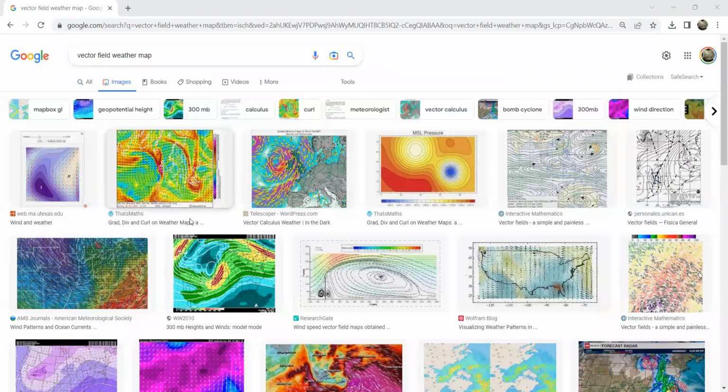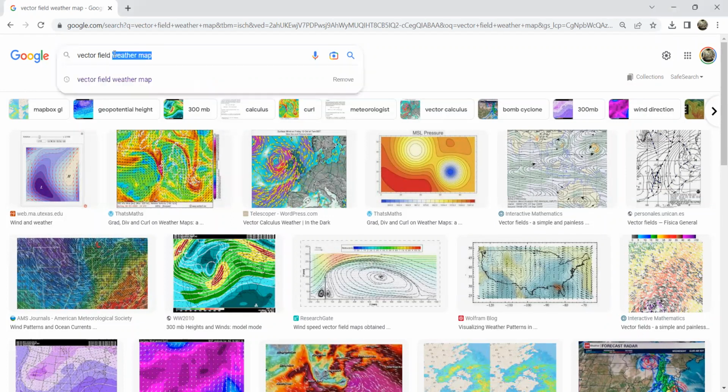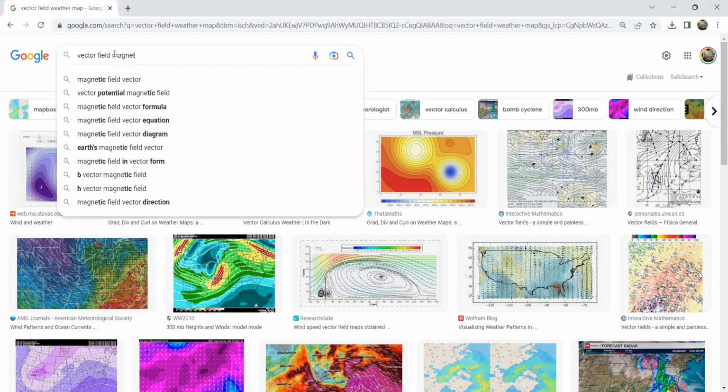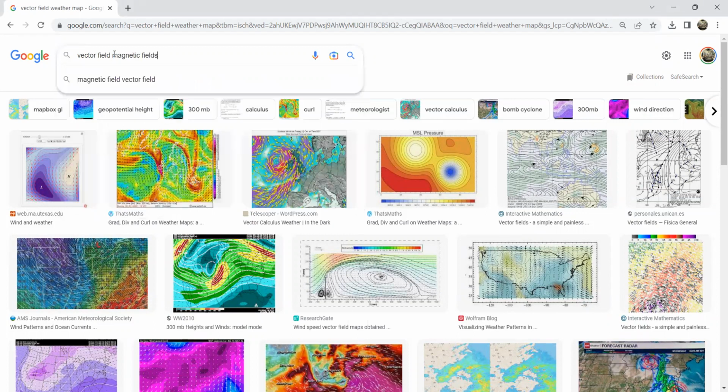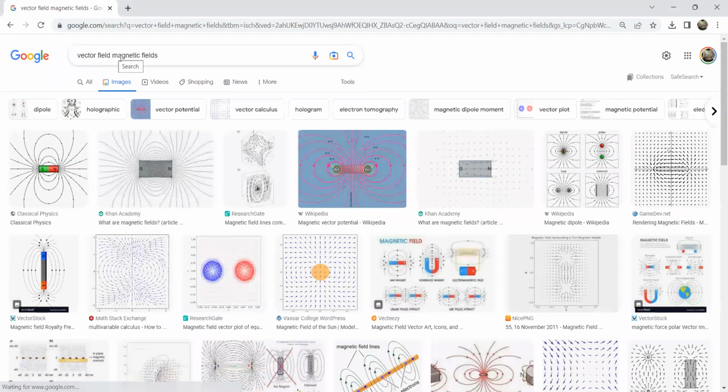We're going to talk about vector fields. One of the examples of vector fields is a weather map. You also have magnetic fields. Magnetic fields are also examples of vector fields that we're going to discuss in our class. Very good.